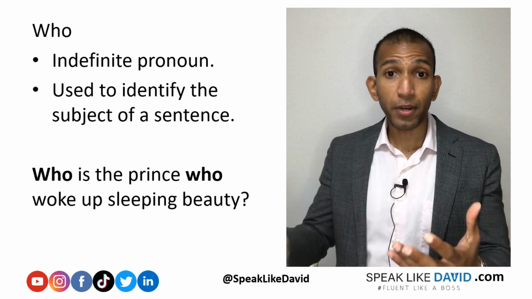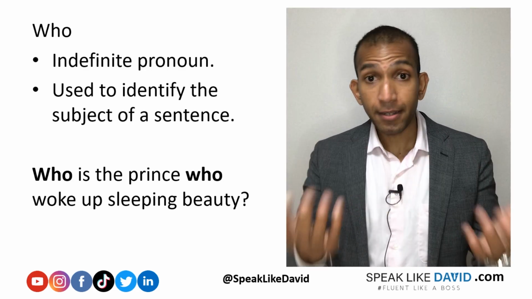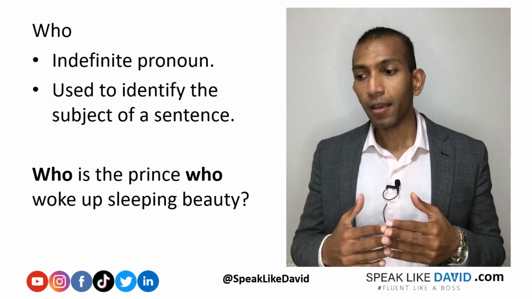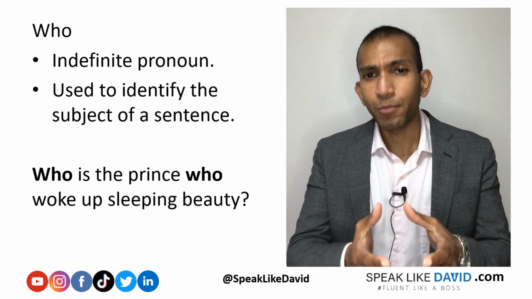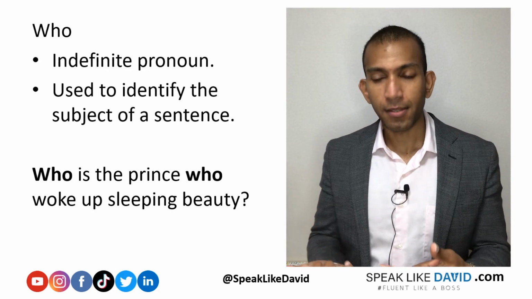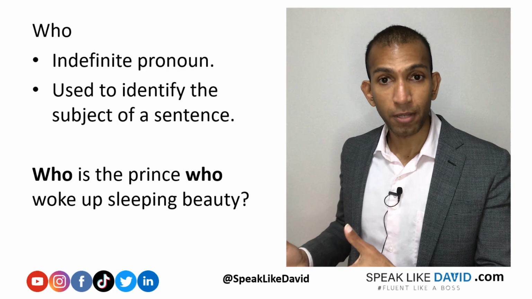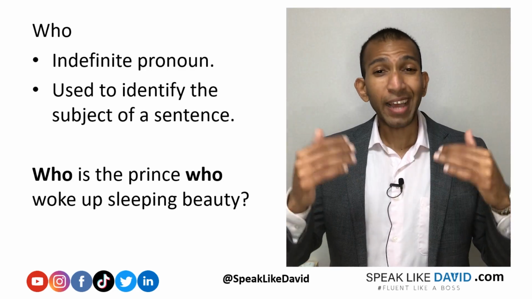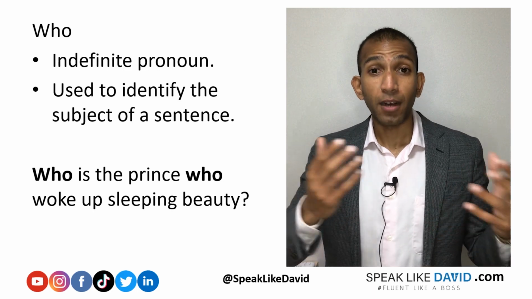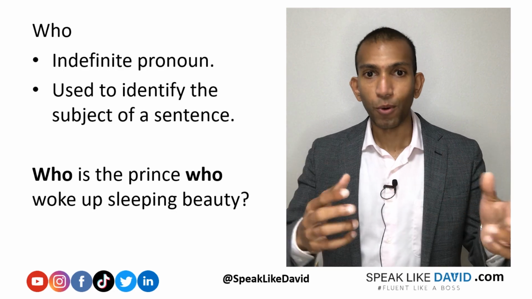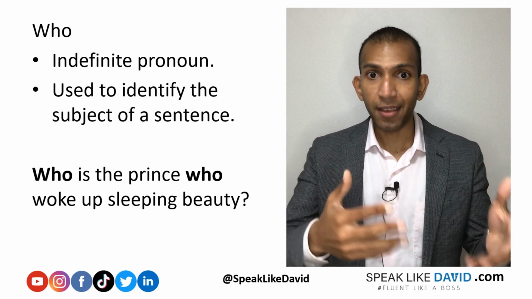So this first word, who, is actually the simpler one to understand. A lot of us are already familiar with this. It's the indefinite pronoun. It's used to ask questions about people, and it's used to identify the subject of a sentence. Now, before I explain what this means, let's look at this example. Who woke up Sleeping Beauty? Let's look at that smaller question. Who woke up Sleeping Beauty? We would answer that question with I woke up Sleeping Beauty, or she woke up Sleeping Beauty, or he, or we, or they, or it.